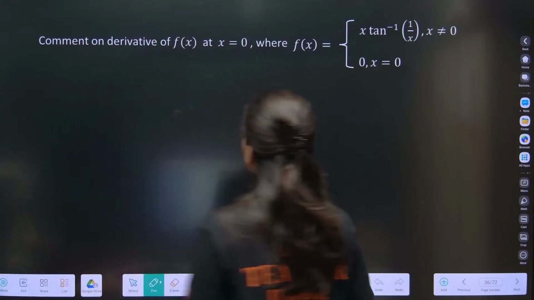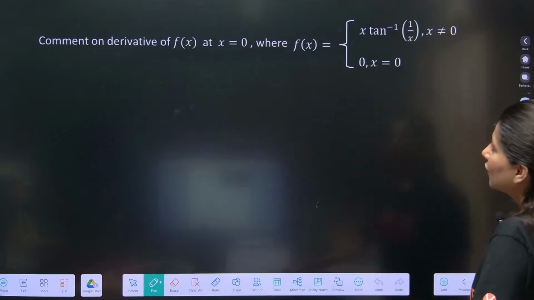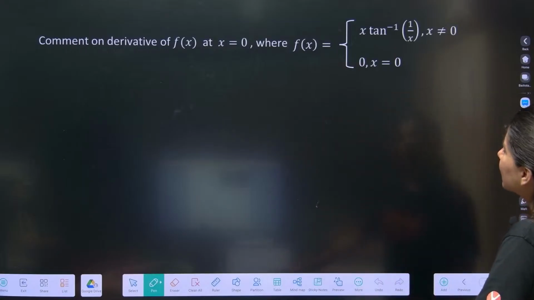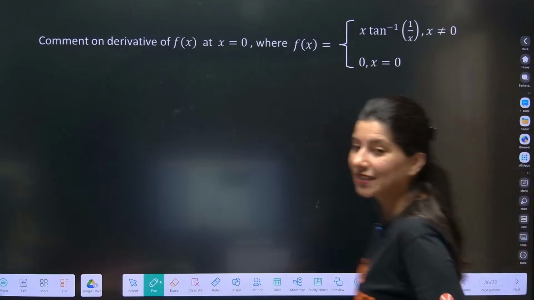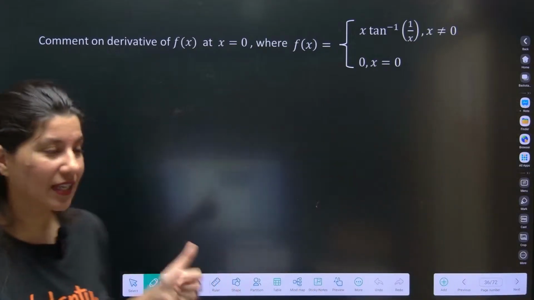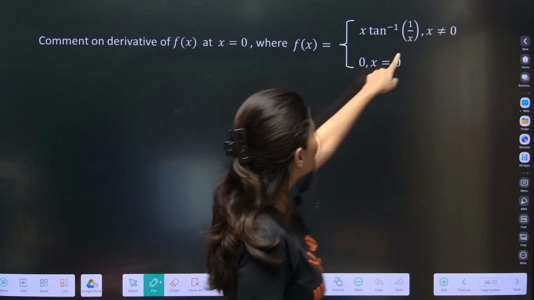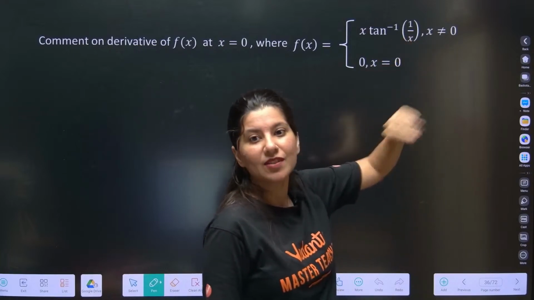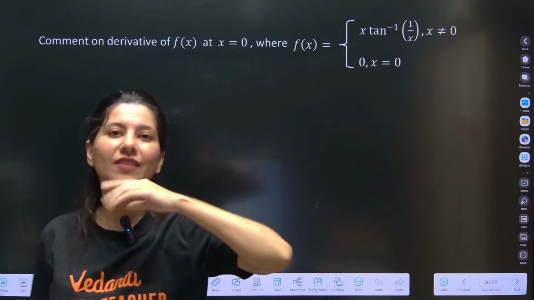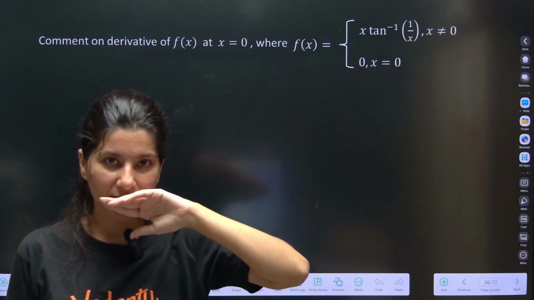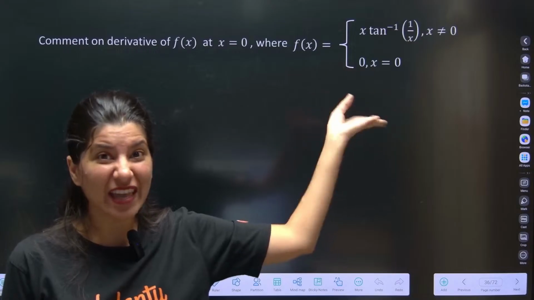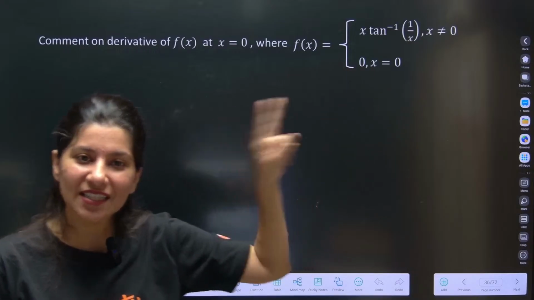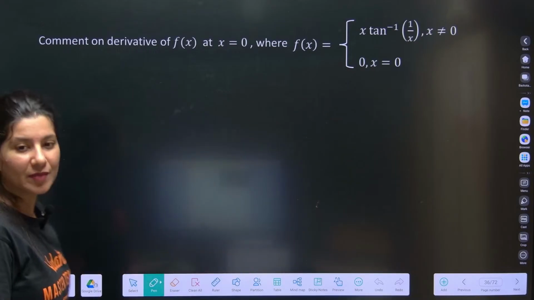One more question. Comment on the derivative of f(x). Sometimes in such questions, can you see, at x equals 0 it will become 1 by 0 tan inverse infinity. Sometimes your method 3 will not work. And how can you plot the graph of x tan inverse 1 by x? In such a question, first principle will come into the picture.